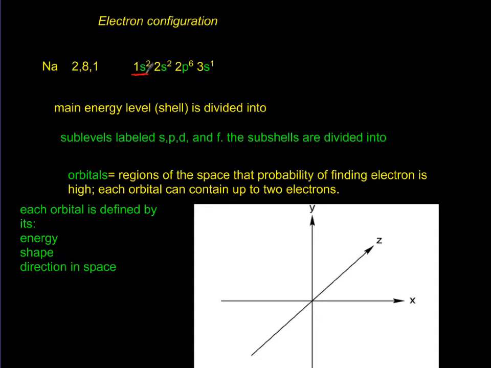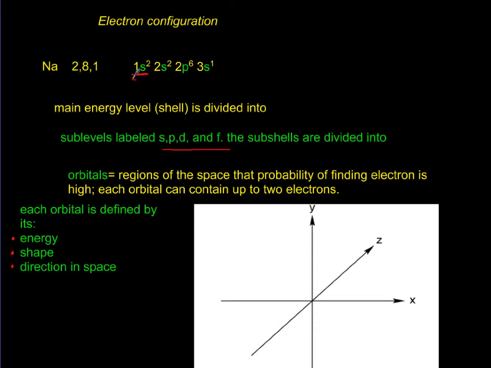We talk about energy levels or the main shells, and then it's divided into subshells s, p, d, and f. And then those are also divided into orbitals, which are regions of space where you will probably find those electrons. Now each orbital is defined by its energy, its shape, and its direction in space.